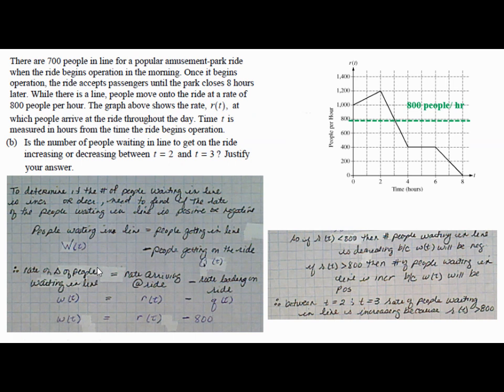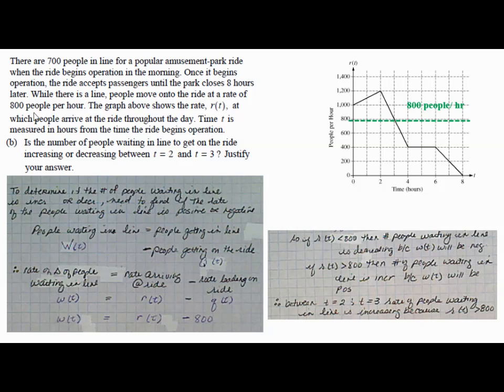All right, same problem. This time they're asking, is the number of people waiting in line to get on the ride increasing or decreasing between the hours 2 to 3? Justify your answer. I think they put a very quick explanation, and the work that they have is all that you need to show, which is very little. But what I have here is a full explanation just so that you understand.